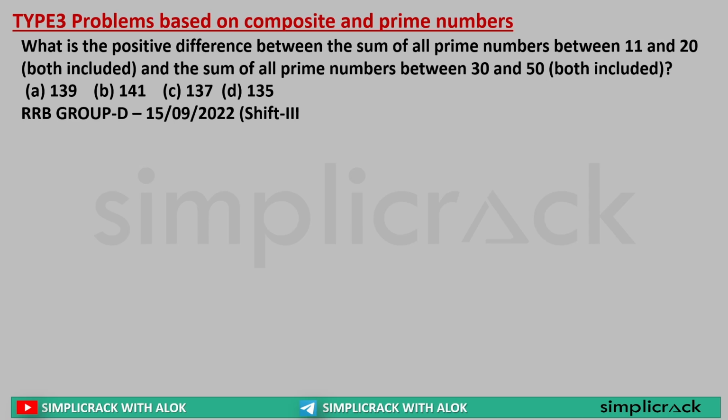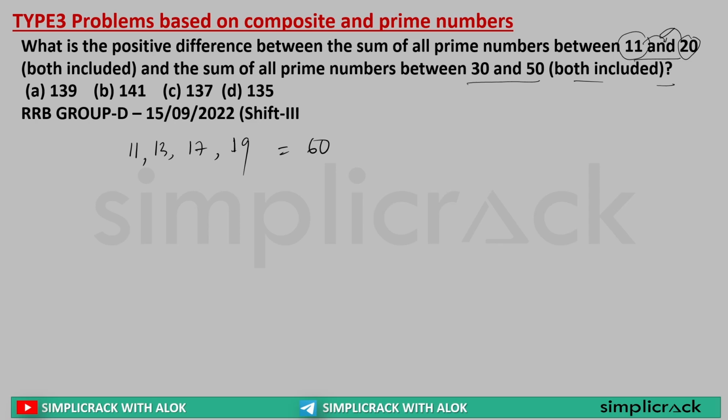Type 3. Problems based on composite and prime numbers. Now what it is saying: what is the positive difference between the sum of all prime numbers between 11 and 20 and the sum of all prime numbers between 30 and 50, both included? That means if 11 is a prime number, it will be included. If 20 is a prime number, it should be included. Okay. Now, what are the prime numbers between 11 and 20? Sir, it is 11, 13, 17 and 19. So what is the sum of it? 11 plus 13, 24, plus 17 is equal to 41, plus 19 is equal to 60.